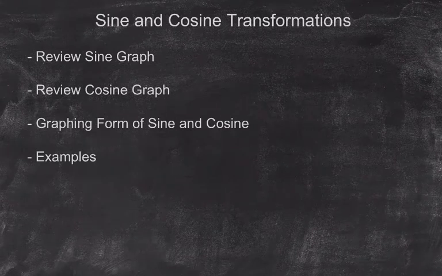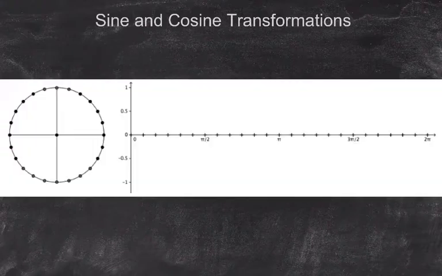So this is part 6 of the trig functions videos. We're going to look at transformations of sine and cosine graphs. So we'll start by reviewing what the sine graph looks like and how it's created, same with the cosine, and then we'll look at graphing form of sine and cosine. We'll see one cycle of each of the parent graphs, and then we'll go through some examples.